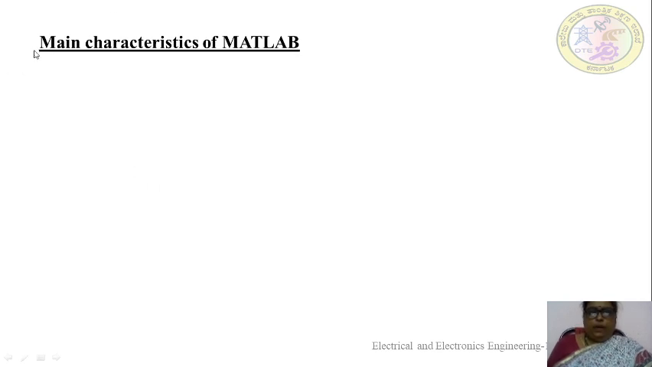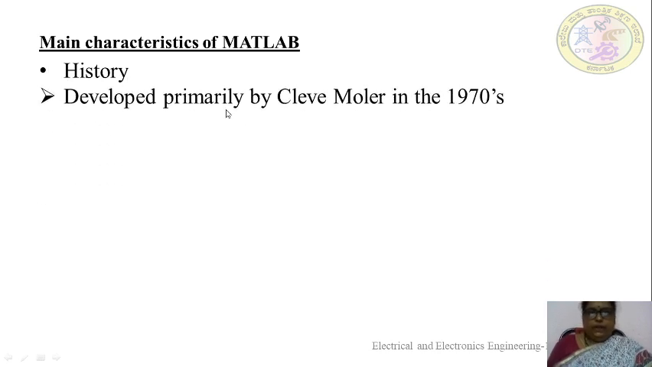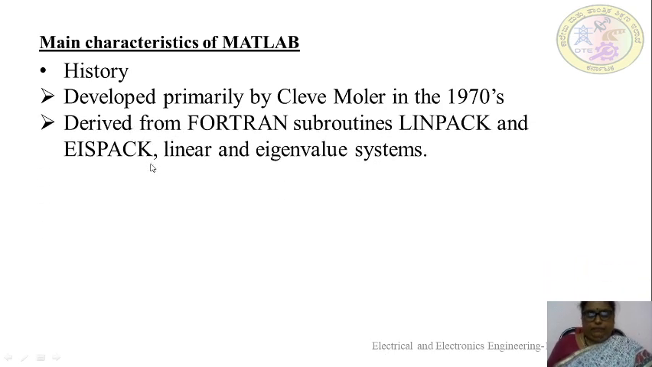Now, what are the main characteristics of MATLAB? How did MATLAB come into existence? What is its history? Let us see now. It was developed by Cleve Moler in the 1970s. It was derived from Fortran subroutines, LINPACK and EISPACK linear systems.